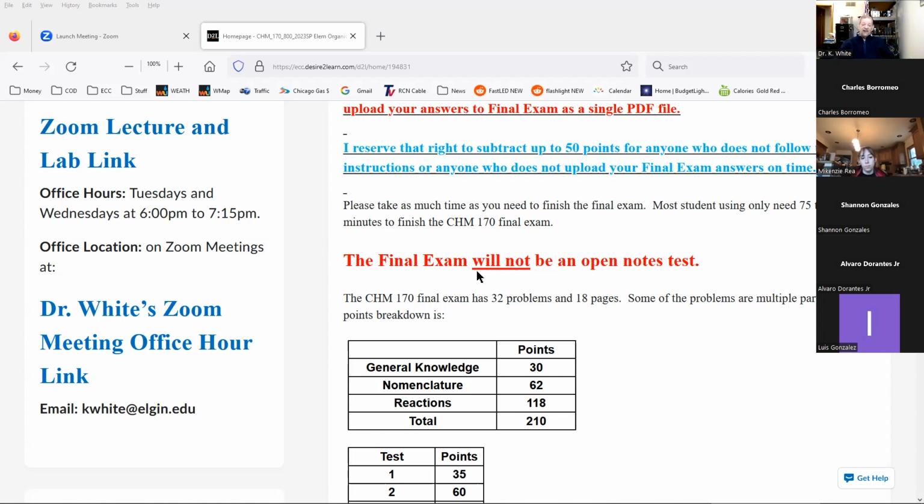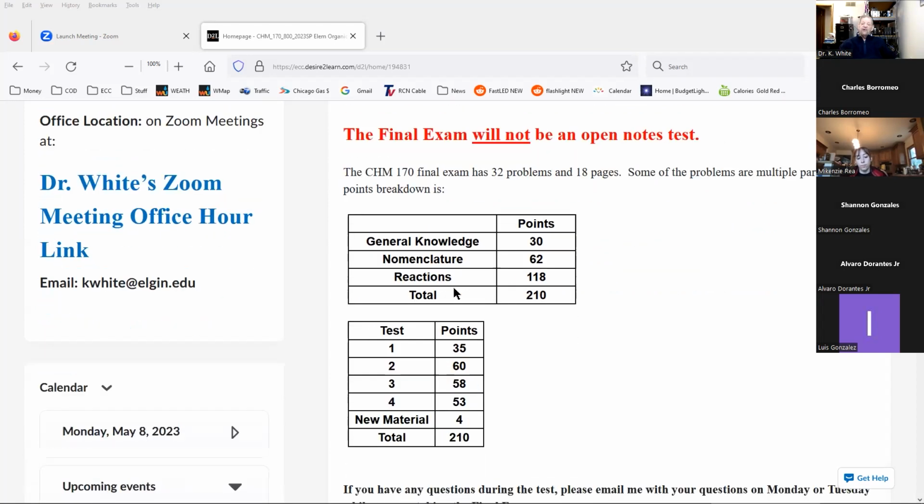Again, this is not an open notes test. Now, don't get scared. It's got 32 problems, 18 pages. Some of the problems are multiple part. As you know, I never give multiple choice in Chem 170. The point breakdown is general knowledge, 30 points, nomenclature, 62, reactions, 118. Nomenclature problems are mainly: here's the compound, give the IUPAC or some of them common name, or here's the IUPAC or common name, draw the structure.